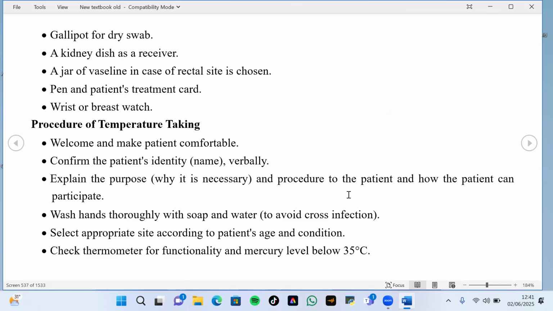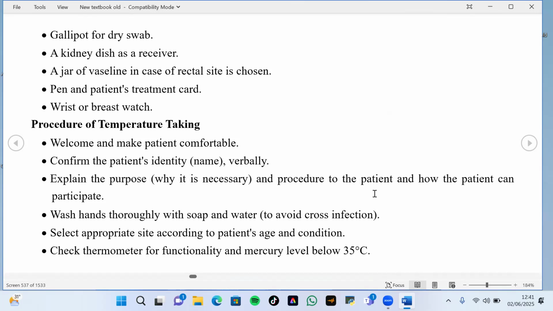Then explain the purpose. And what is purpose? Why it is necessary, what you intend to do. Then the procedure, how we are going to do it. And also how the patient can participate. You have to explain this. Madam, I'll be using your axilla. Please, I would want you to fold your cloth. Then wash your hands thoroughly with soap and water to avoid cross infection. Select appropriate sites according to patient's age and condition. You already know the sites to be chosen.